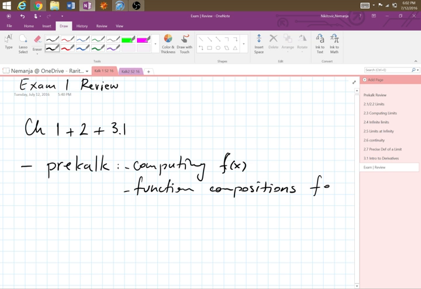That's FOG, right? It's function composition, also known as f of g of x. Do you know how to plug one function into another function? That's going to be extremely important for our chain rule in chapter 3. It's coming up. Also very concerned with the inverse.